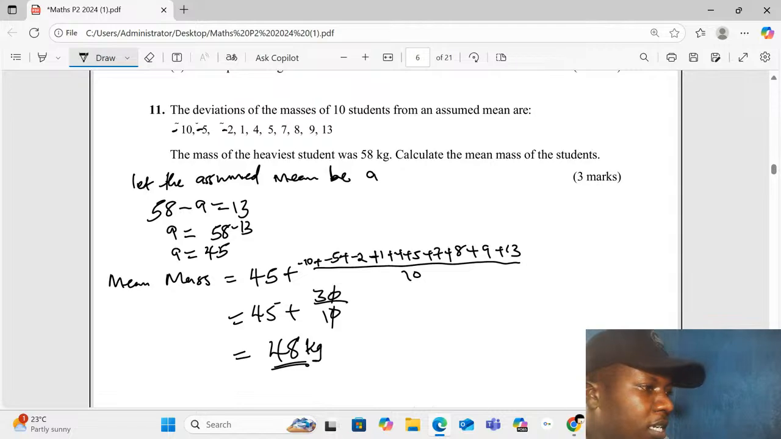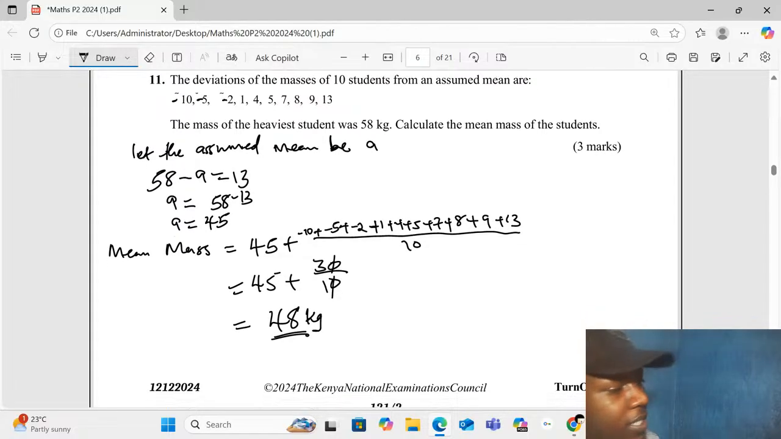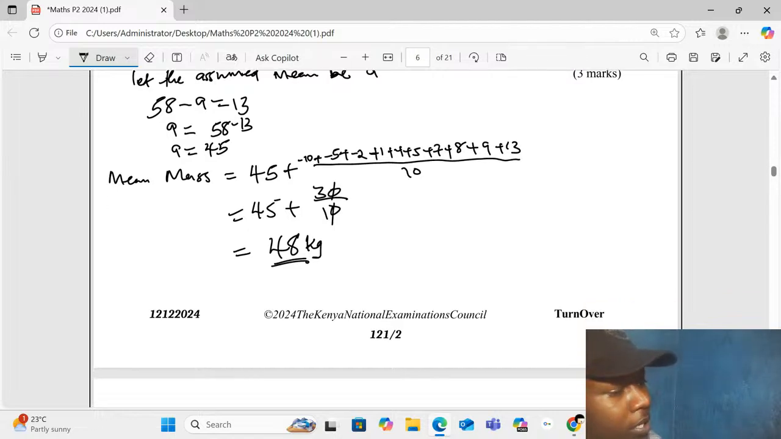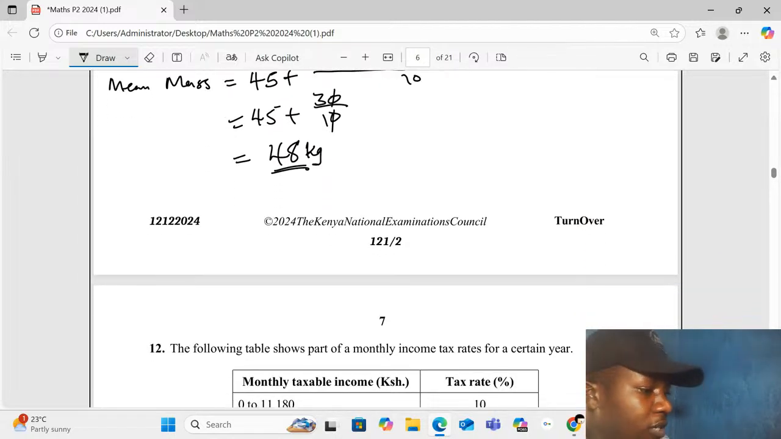So that is the mean mass of the students. First of all, find the assumed mean. And then you take the assumed mean, plus the mean of the deviations. You add all of it, divide by the number of students, which is 10. Then you get 45 plus 3. That is how you arrive at your answer, which is 48 kilograms.